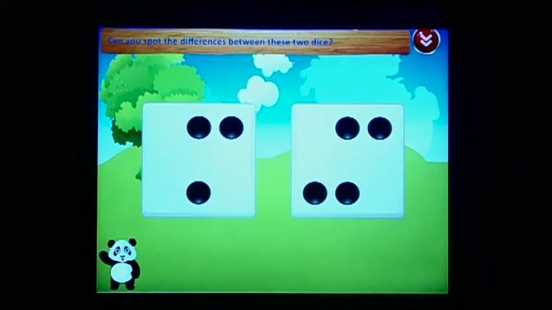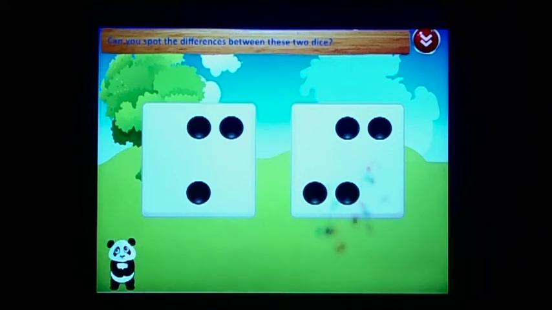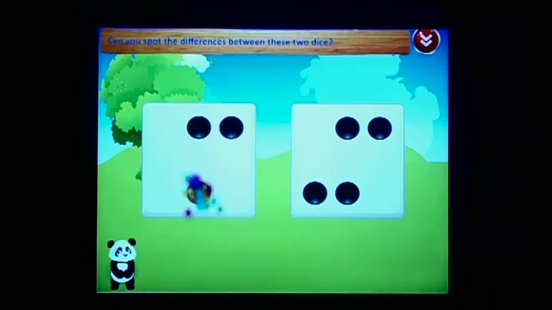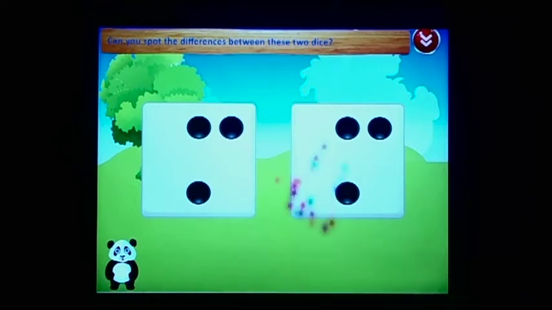Can you spot the differences between these two dice? Oops! Oops! Awesome! D for dice.